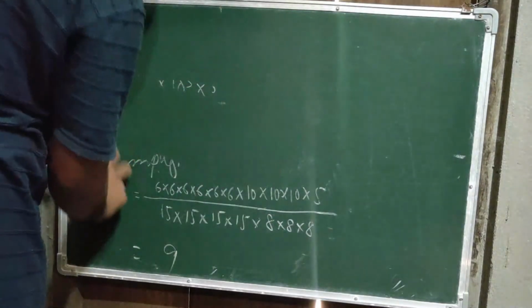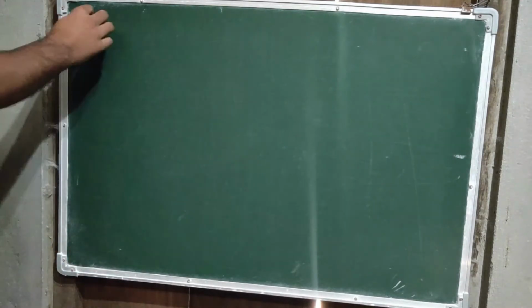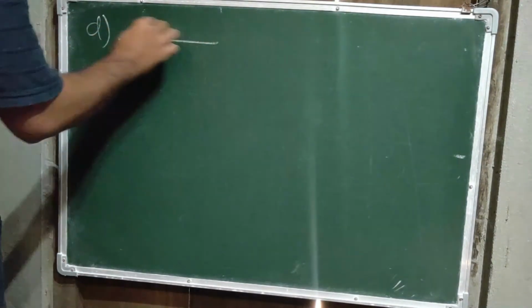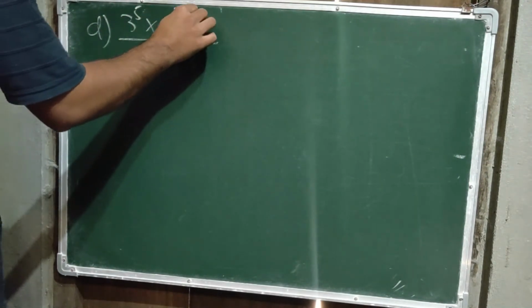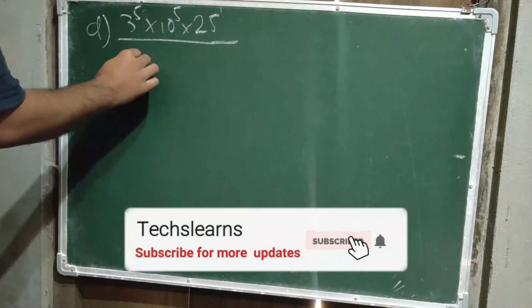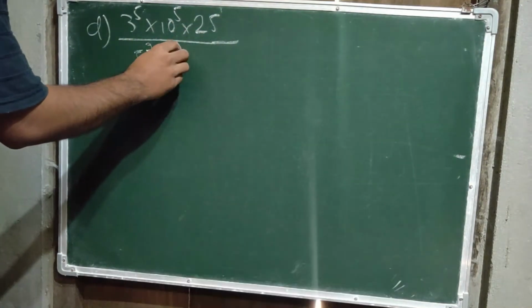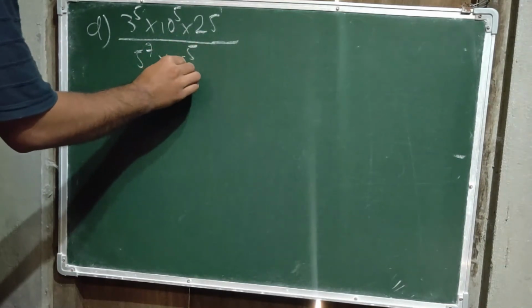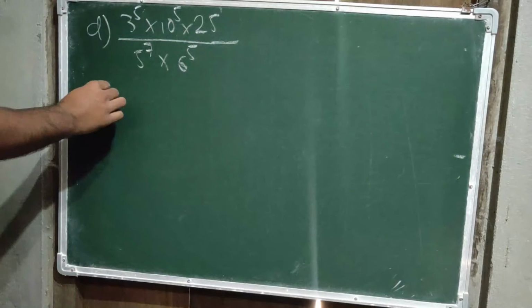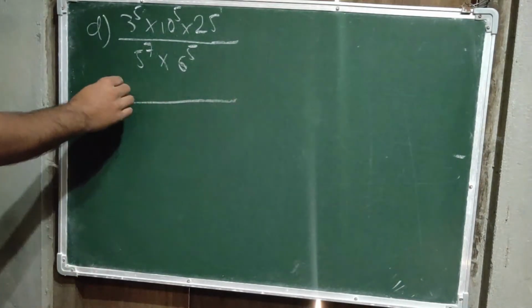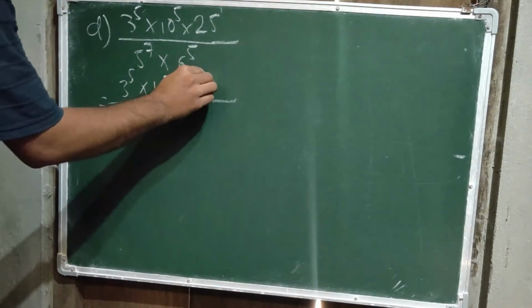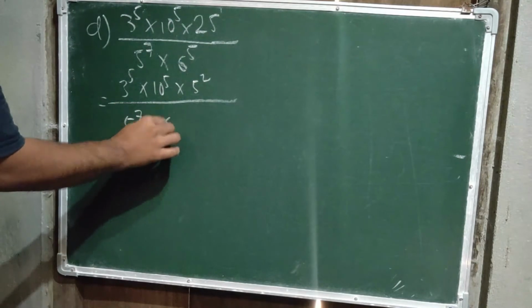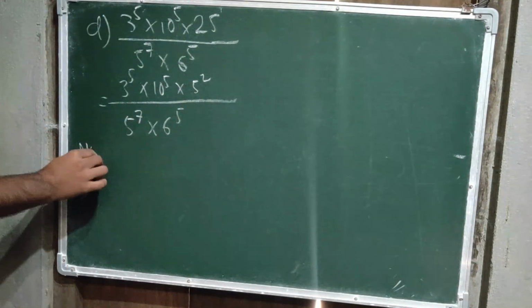Our D question is (3⁵ × 10⁵ × 25) / (5⁷ × 6⁵). Okay, so 3⁵ into 10⁵ into 5², over 5⁷ into 6⁵. Now simplification.